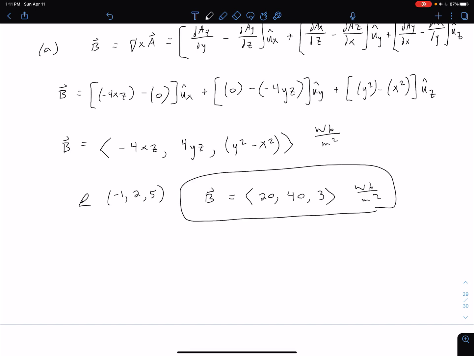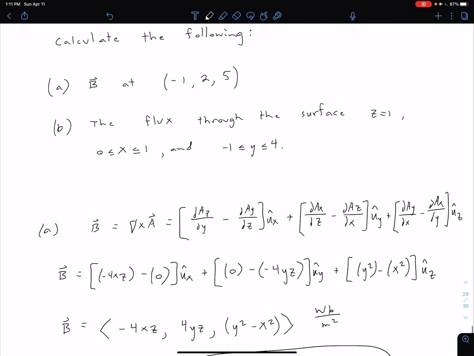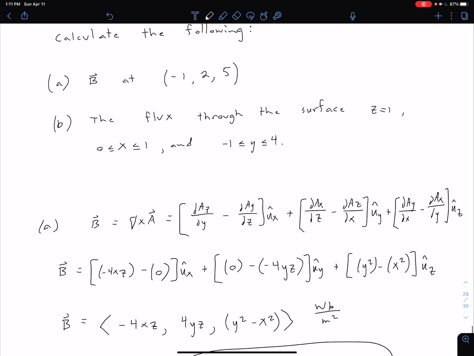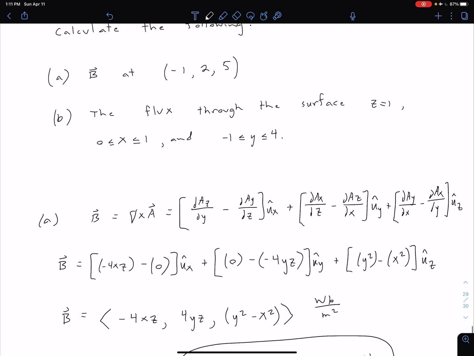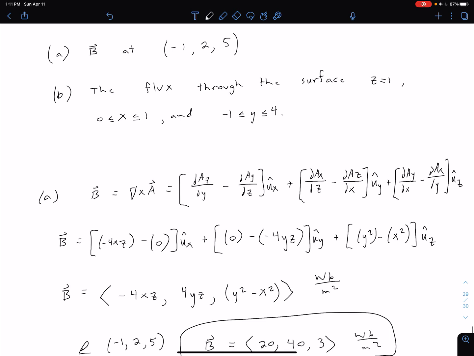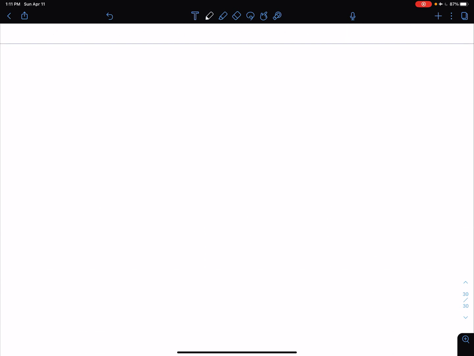Okay, so that's our answer to part A. So now for part B, there are actually a couple different approaches, and we're going to talk about both of them, but only solve one. So first, let's go ahead and visualize what we're dealing with here.